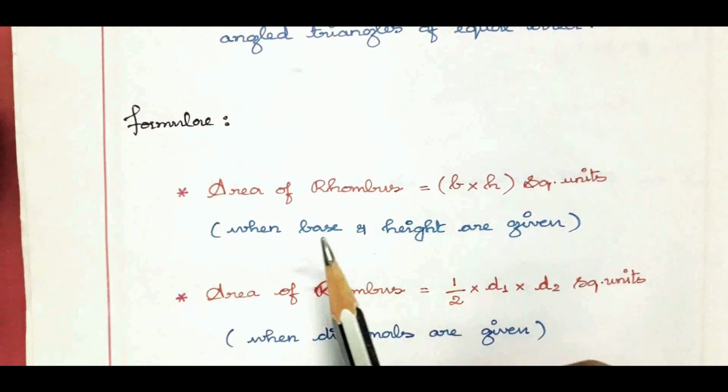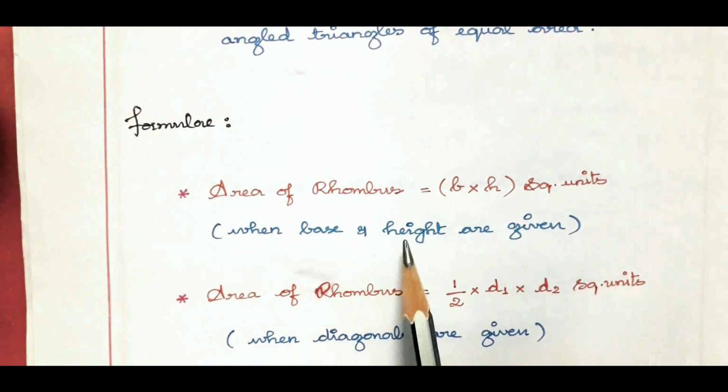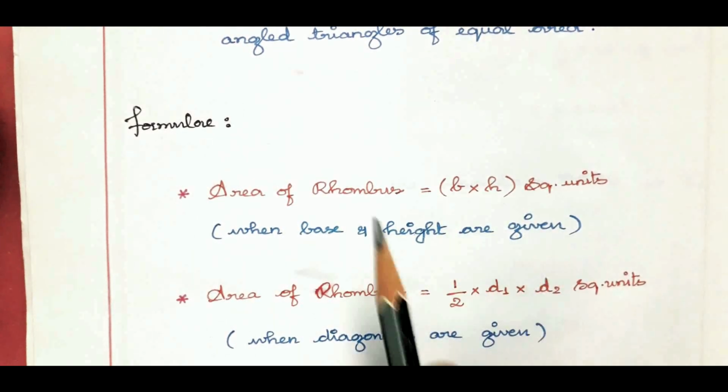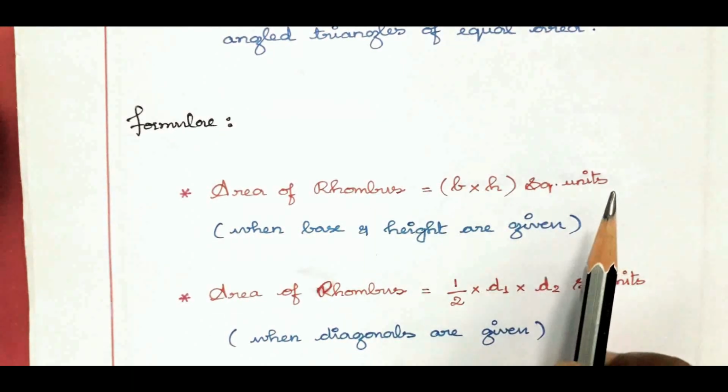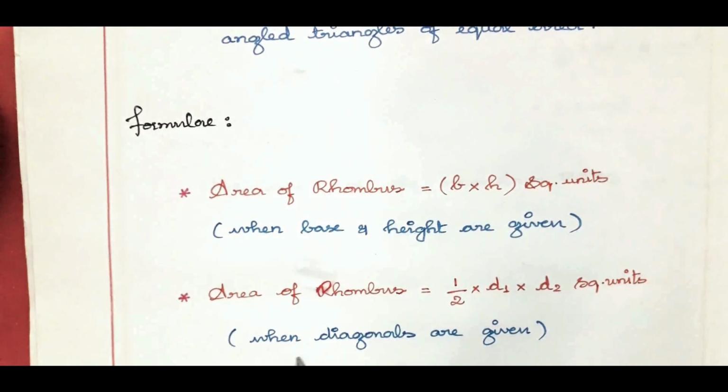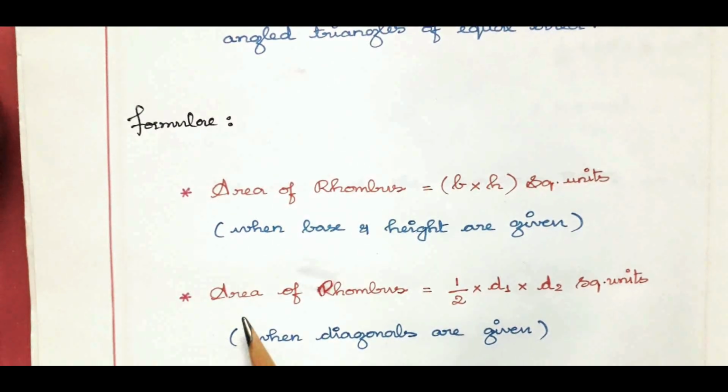Clear students? Whenever base and height are given in the question, we take the formula of area of rhombus as base into height square units. But when diagonals are given in the question, we take the area of rhombus as half into d1 into d2 square units.